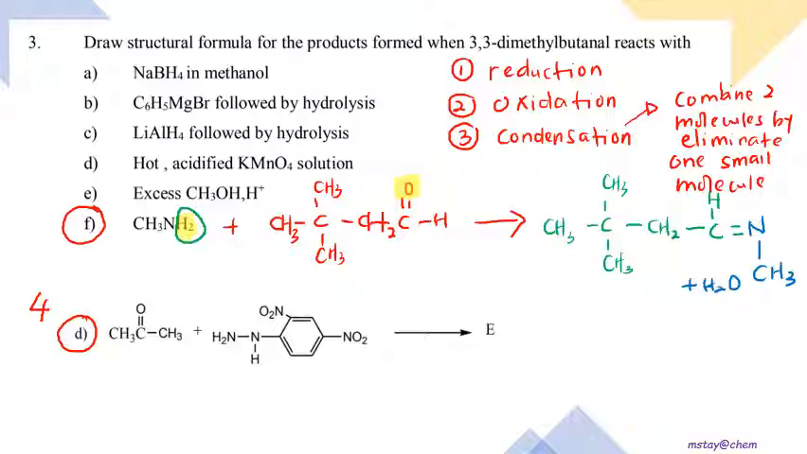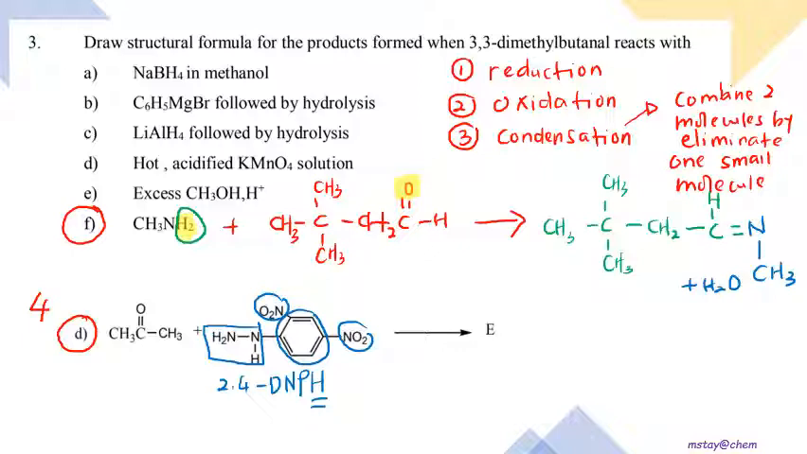Okay, question 4D, this one is 2,4-dinitrophenylhydrazine. Di is D, dinitro, and nitro, we have 2 nitro groups at positions 2 and 4. Phenyl is P, which consists of the benzene ring, and hydrazine. So the hydrazine is the parent. When 2 nitrogens are together, basically it is hydrazine.